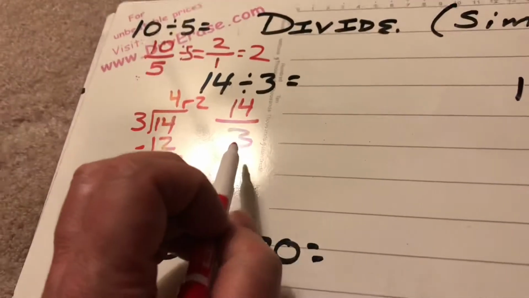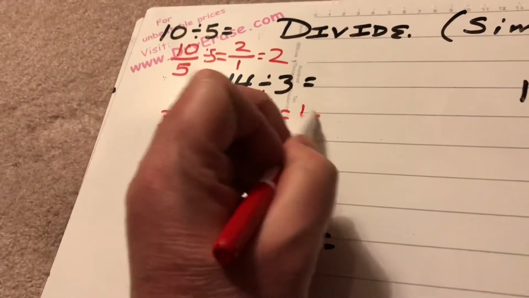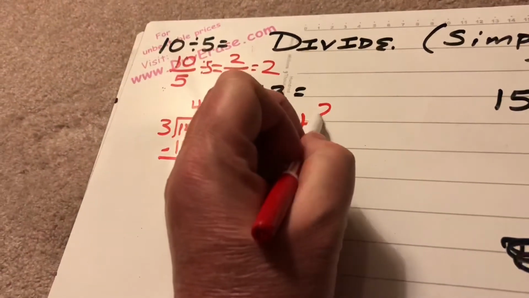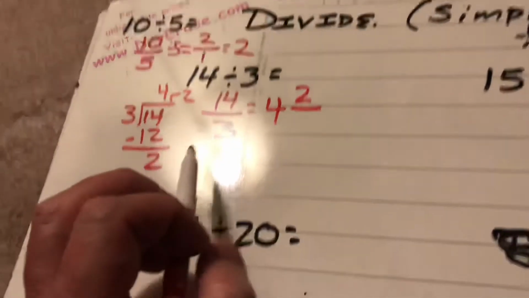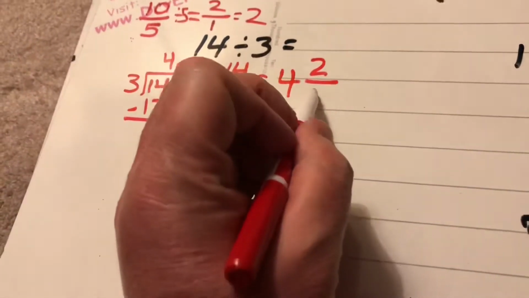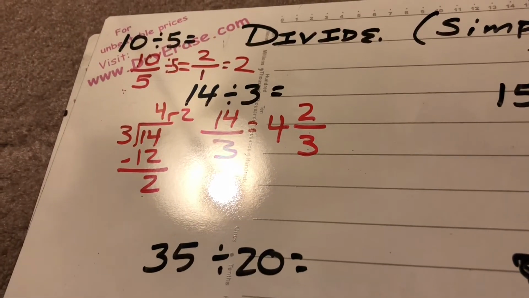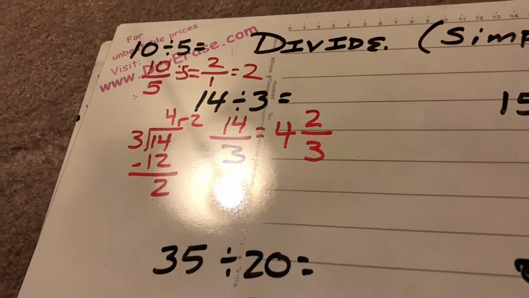The idea being that 3 can go into 14 4 times. If I take 3 into 14 4 times, there will be 2 left over. My denominator here is 3. So my denominator there is 3. I end up with 4 and 2/3.